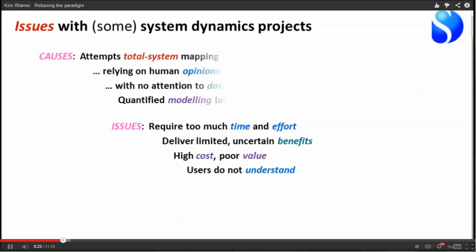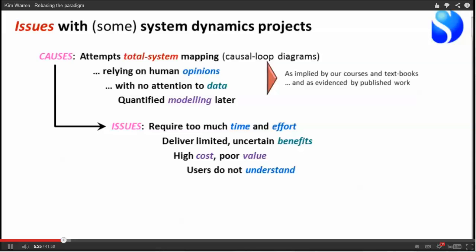So where do those issues come from? Well, my assessment is that it comes from the features of that process.